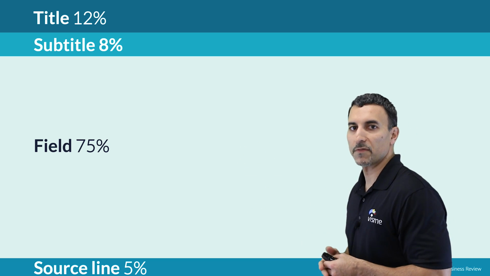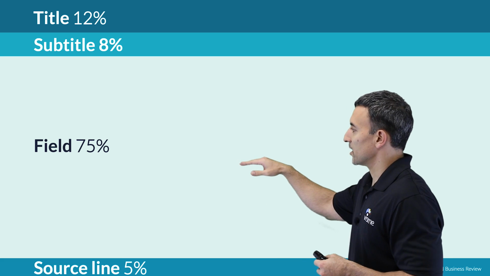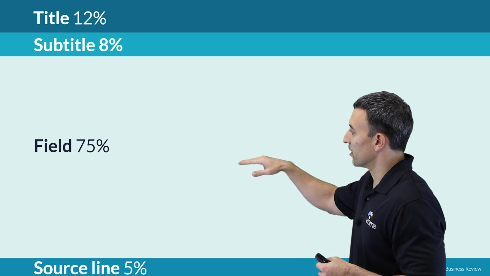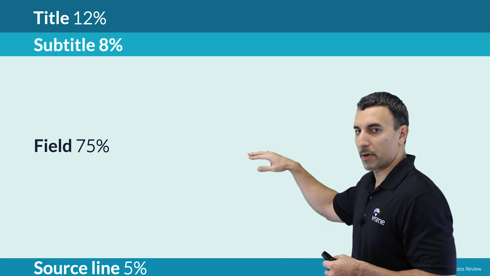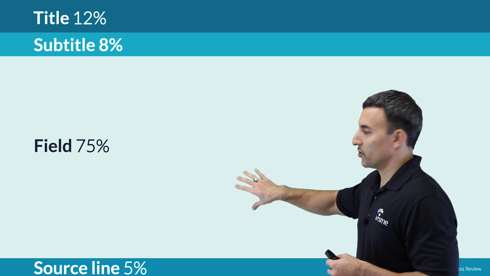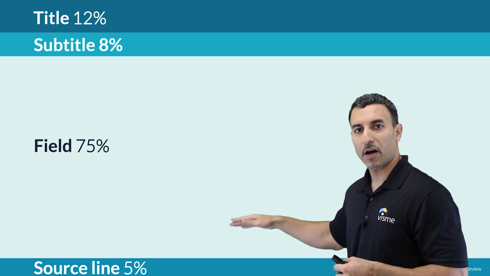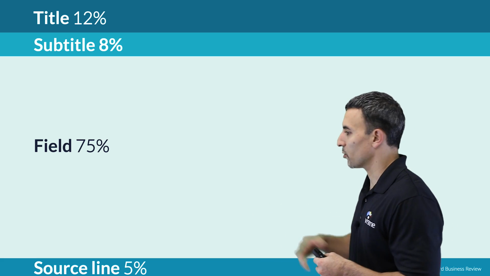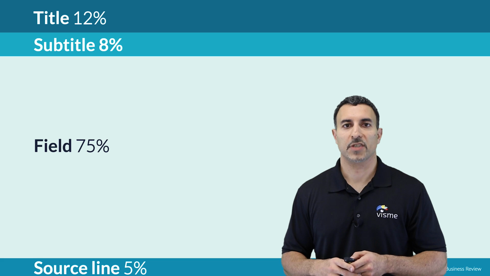Again, let's just say about one-fifth of the total real estate at the top is for the chart header and subheader. Further down, the main part, the meat of it, is the chart itself, and then at the bottom is the footer, and that's where you're going to have the sources of the data that you're presenting.